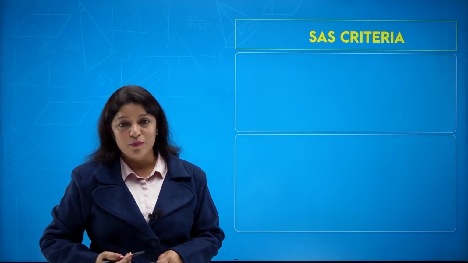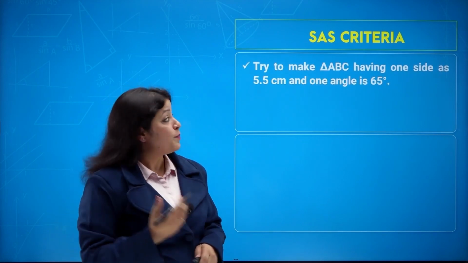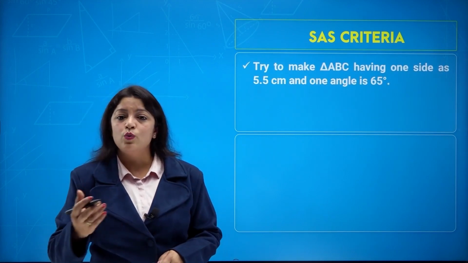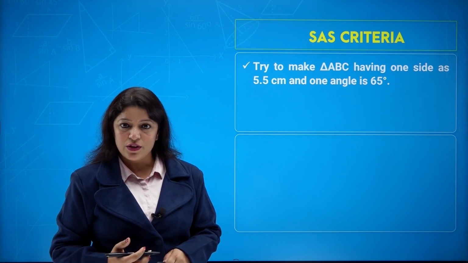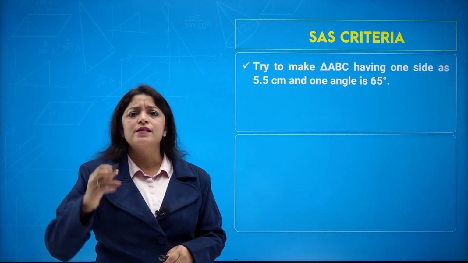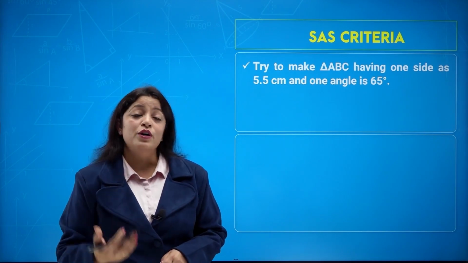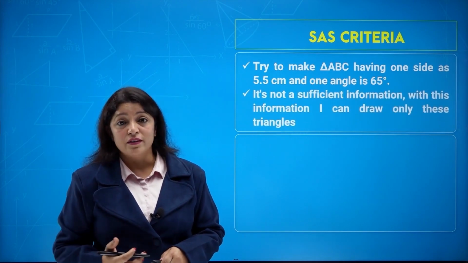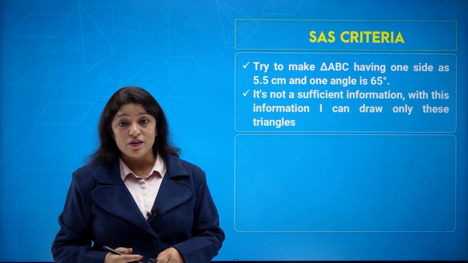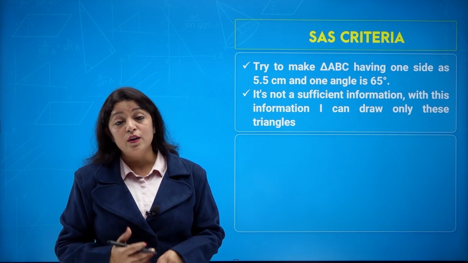Let us study in more detail. Now, suppose we have a triangle ABC with one side given as 5.5 centimeter, and if I give you one angle as 65 degrees, what are the possibilities in which you can draw this triangle? Is it the sufficient condition to draw a triangle with this?